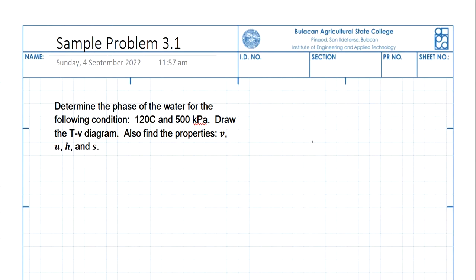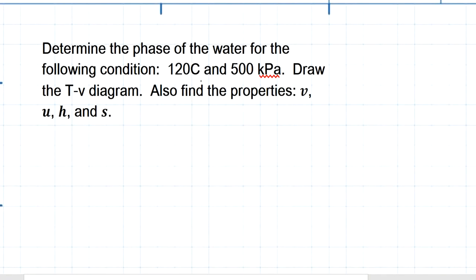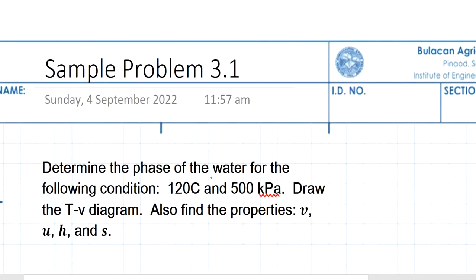So here's our first sample problem for this topic. It says here, determine the phase of the water for the following condition: 120 degrees C temperature and a pressure of 500 kilopascals. And also draw the TV diagram, or plot it in the TV diagram. And then also find the properties such as the specific volume, internal energy, enthalpy, and the entropy.